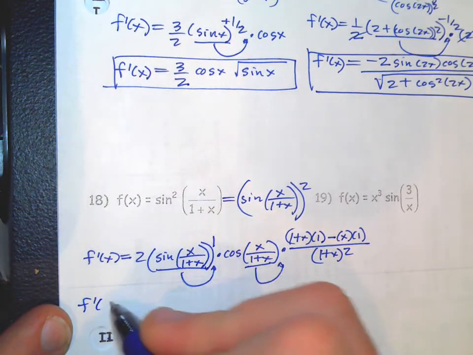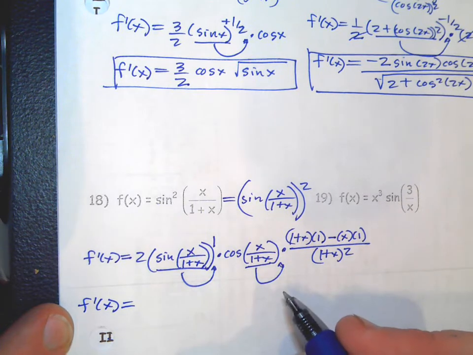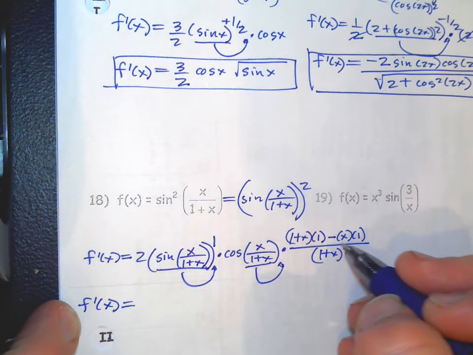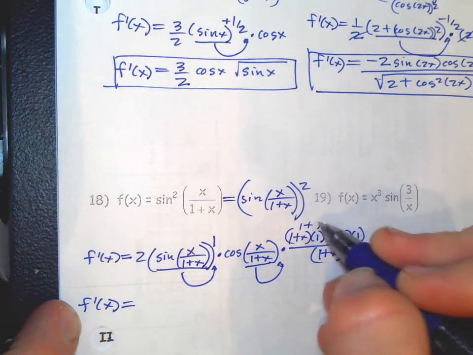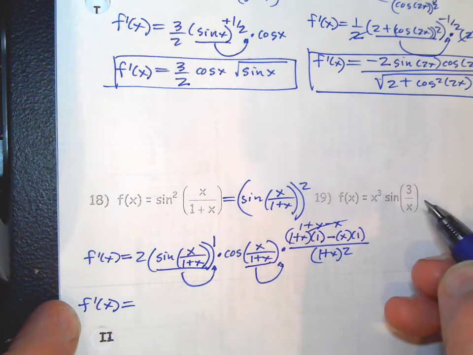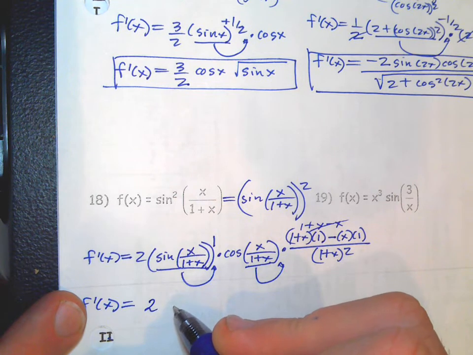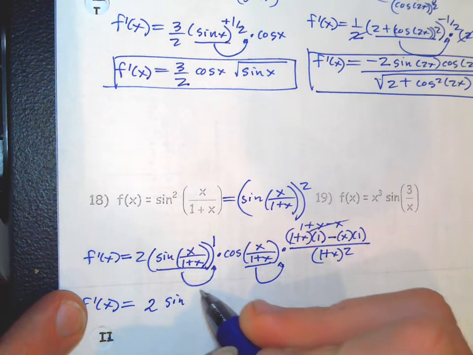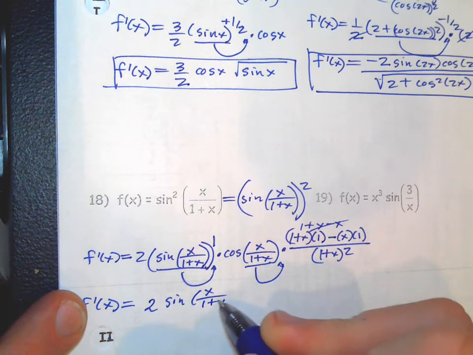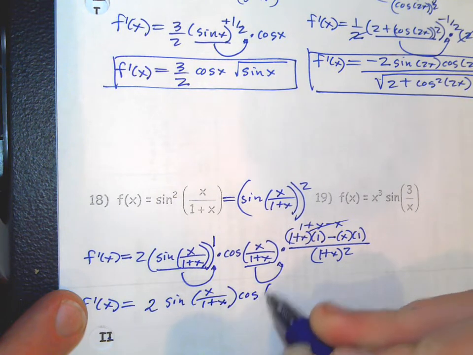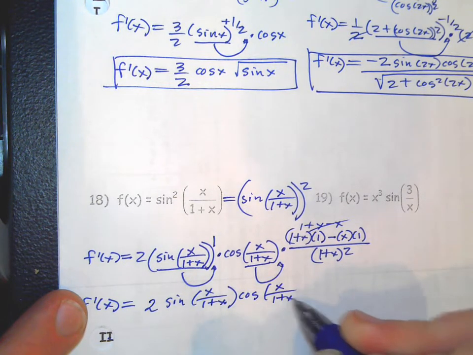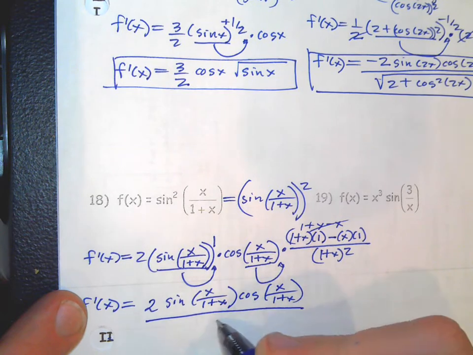So then we could try and clean it up. This is going to be 1 plus x minus x. So those guys are going to cancel. So I think we're going to go with 2 sine x over 1 plus x, cosine of x over 1 plus x, over 1 plus x squared.